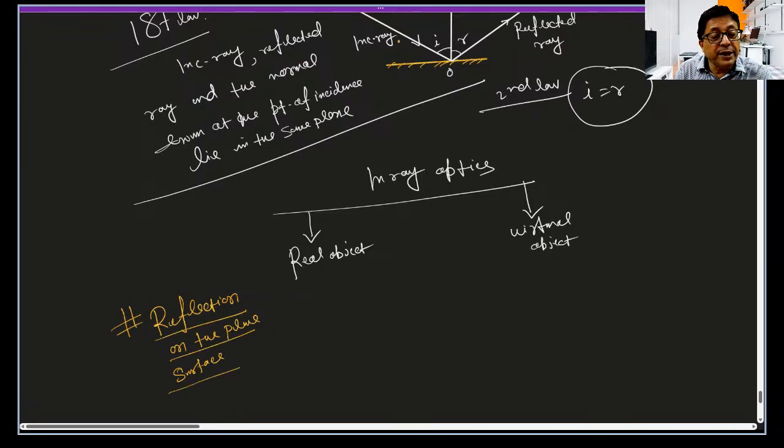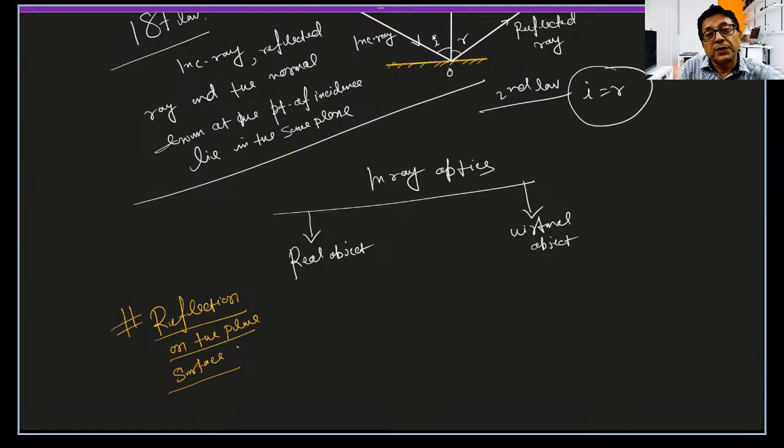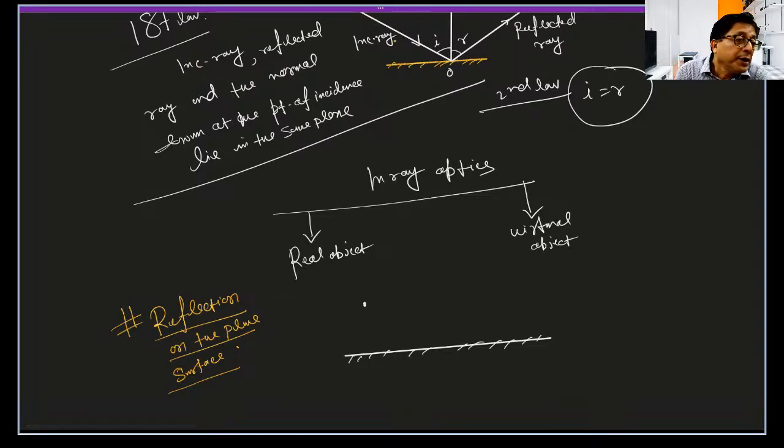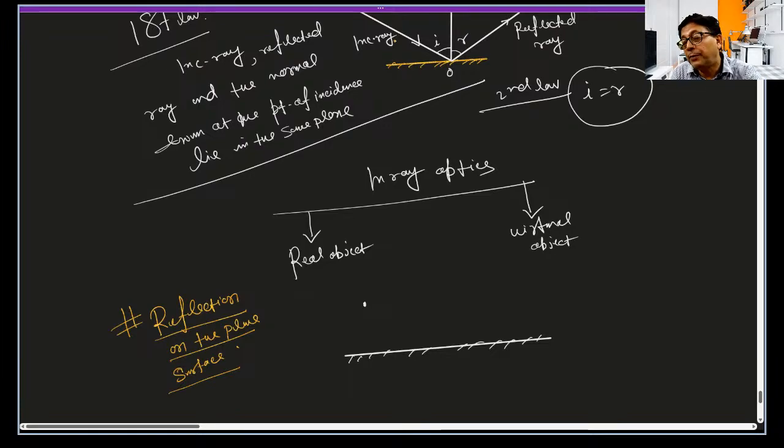See how the concept of real object and virtual image arise. We draw this one, the plane surface. Object is here. Question is, how can you see the object? Because object is the source of light. If we get an object which is emitting light, only then we can see.